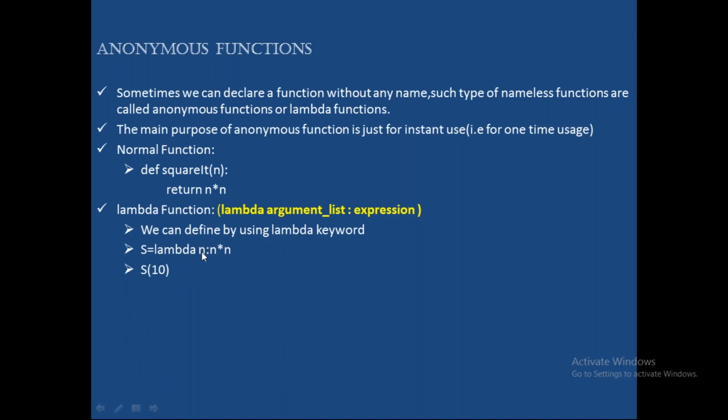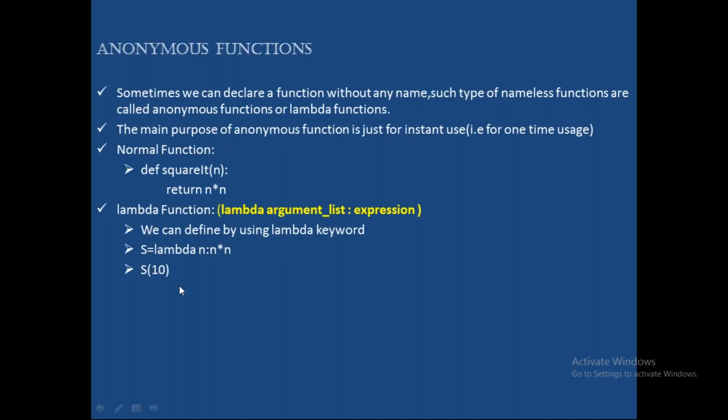This 10 will be assigned to n. So what will it return? n into n, 100 you will get. Okay, check it one more time. Please let me know if you need any clarity. If you call squareit(5), it will give 25. In the same way, if you call s(5), 5 will be assigned to n and it will return 5 into 5, 25. This is the lambda, and this is the normal function. You see the difference.